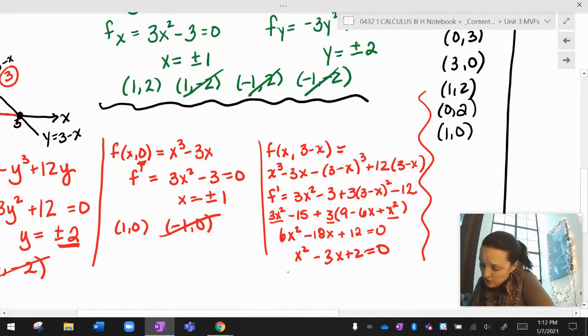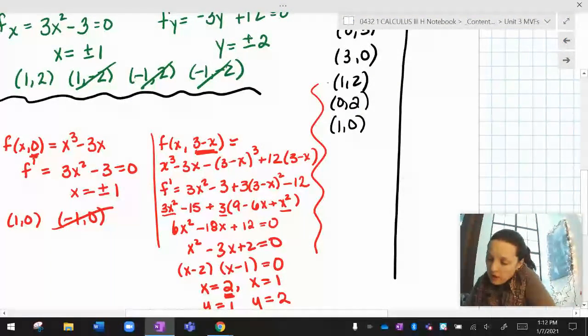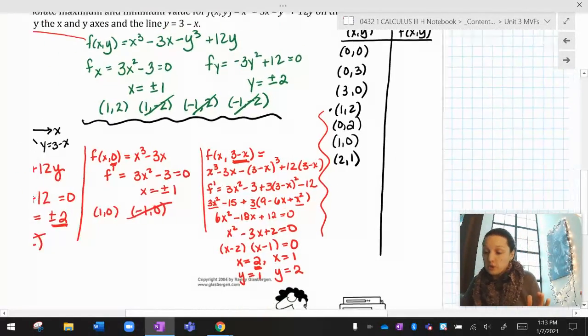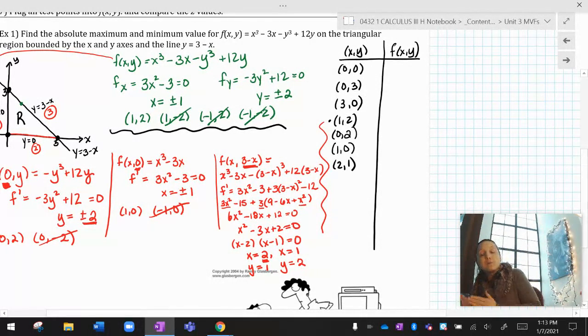Then I want to factor: minus 2, minus 1. So x equals 2 and x equals 1. And if x equals 2 and y is 3 minus x, y would be 1. And if x equals 1, y would be 2. And the points (1, 2) and (2, 1) would both be on my region. But look at this, I've already got (1, 2), so I'm not going to write that again. So I'm just going to write (2, 1). Whew. All right. So I now have 1, 2, 3, 4, 5, 6, 7 candidates for my absolute max and absolute min.